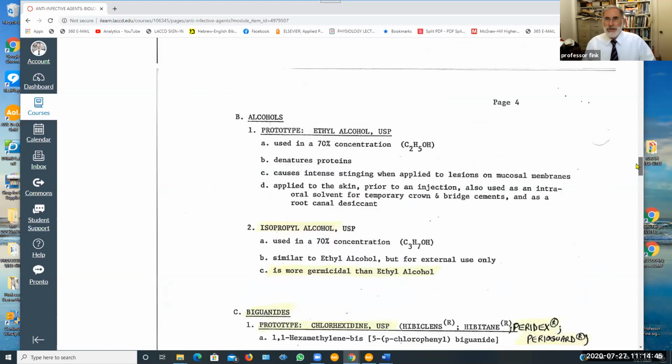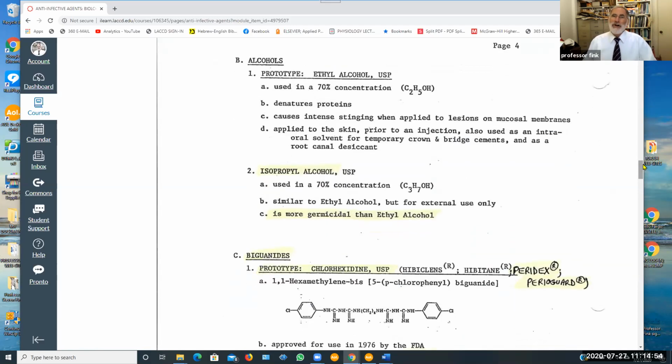Moving on to page 4, alcohol. So a second class of antiseptics and disinfectants are alcohols. The two most commonly used alcohols are ethyl alcohol and isopropanol or isopropyl alcohol. Now, ethanol, of course, is also used for drinking. That's the active ingredient in scotch and vodka. But 70% ethyl alcohol is effective in denaturing proteins and being bactericidal and fungicidal.